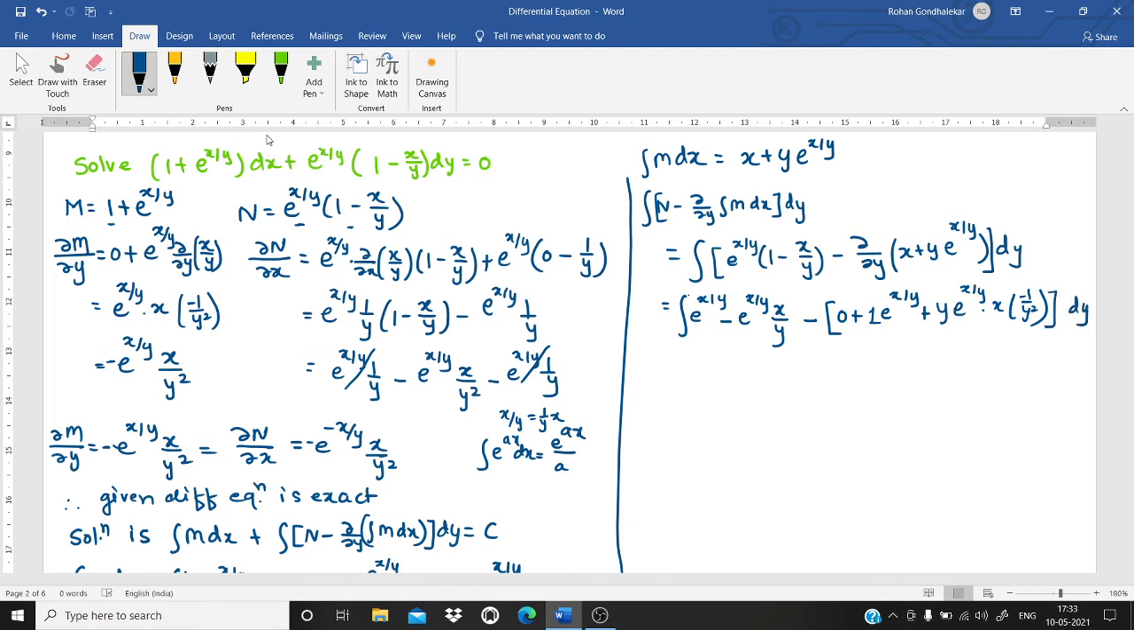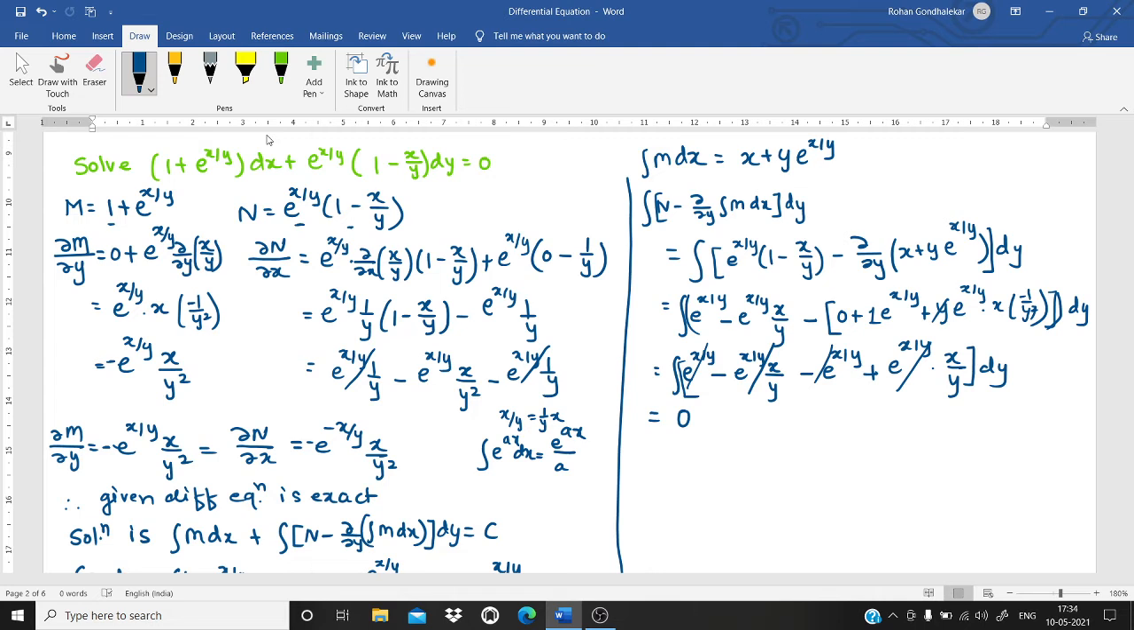Integration with respect to y. So here we have the integration of e raised to x upon y minus e raised to x upon y into x upon y. The minus is given inside, so we get minus e raised to x upon y. This minus and this minus become plus. This y and one y from the denominator get cancelled. So we have x into 1 upon y, e raised to x upon y into x upon y, dy. Is this okay? Fine. So this minus and this plus cancel, this plus and this minus also get cancelled.